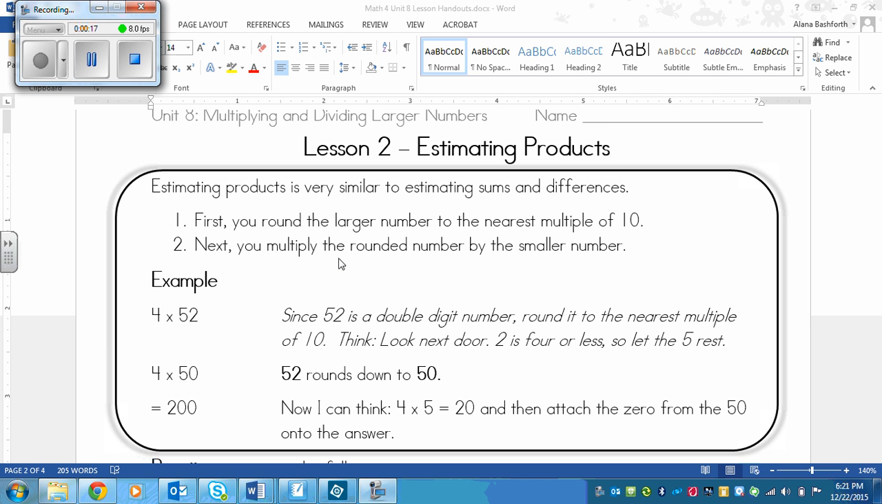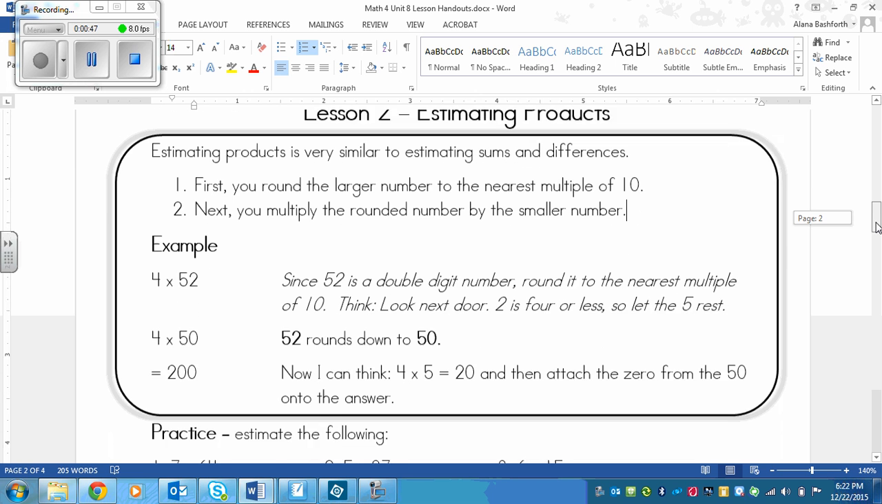So the first step in all of those is to round the larger number. And for this lesson, you'll round the larger number to the nearest multiple of 10. So it's going to end in a zero, and then there will be a number in the second place, in the tens place. Okay, once you've rounded just the largest number, not both numbers, then you multiply the rounded number by the smaller number, and then that's it. So it's quite straightforward. Here's an example though.